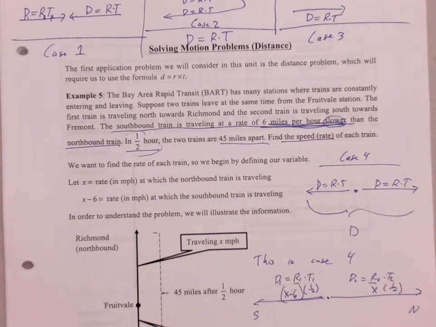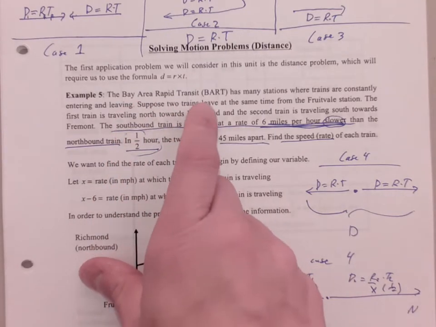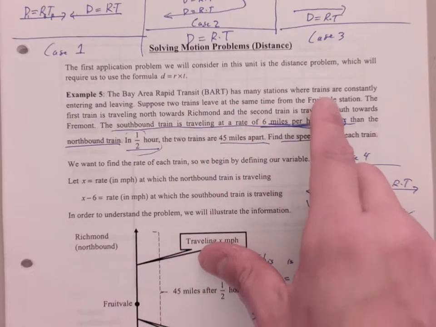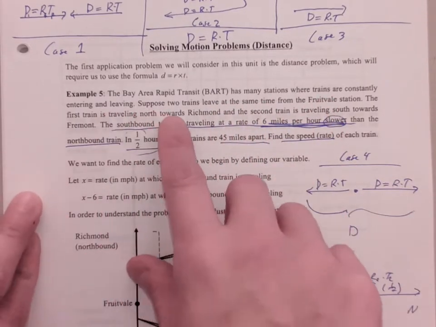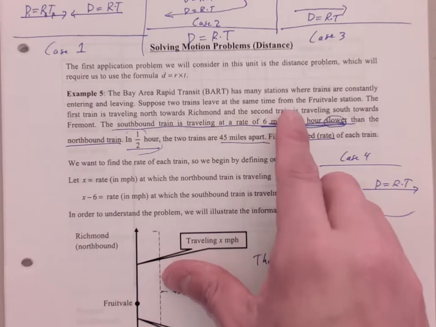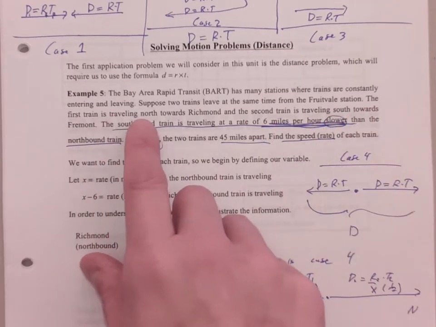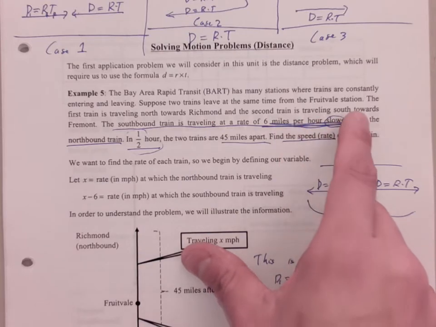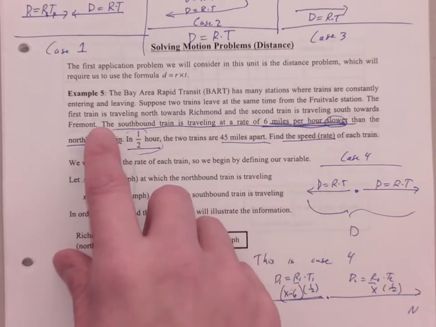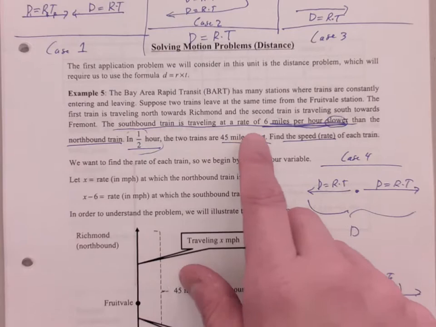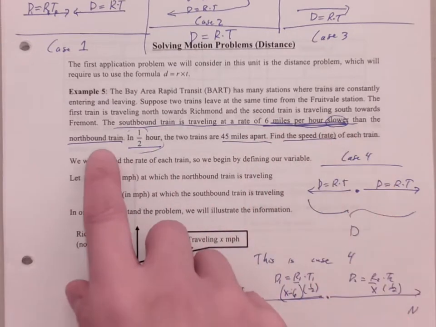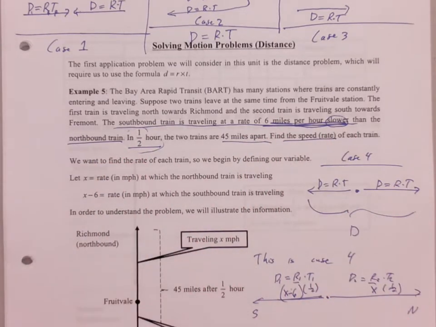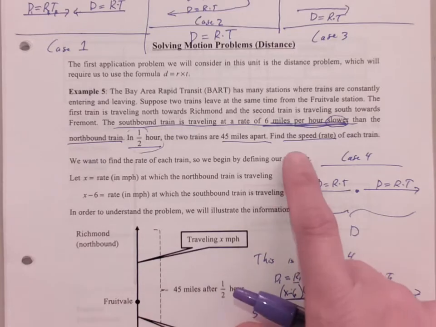If you look at it here, it says the BART basically has many stations where the trains are constantly entering and leaving. Suppose two trains leave at the same time from Fruitvale Station. The first train is traveling north towards Richmond, and the second train is traveling south towards Fremont. The southbound train is leaving at a rate of 6 miles per hour slower than the northbound train. In half an hour, the two trains are 45 miles apart. Find the speed of each train.